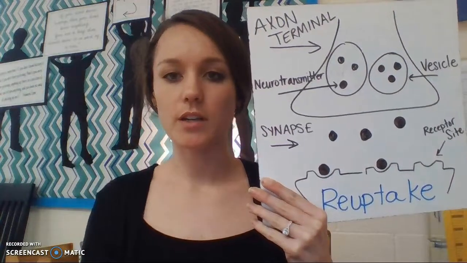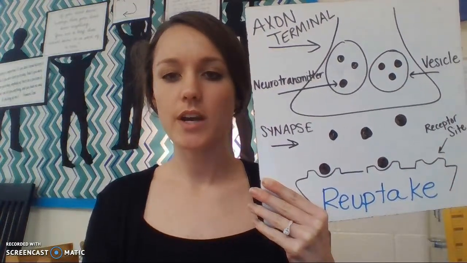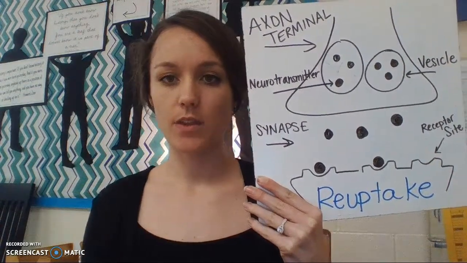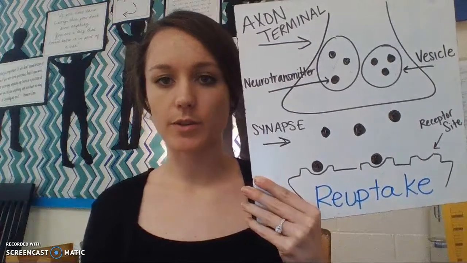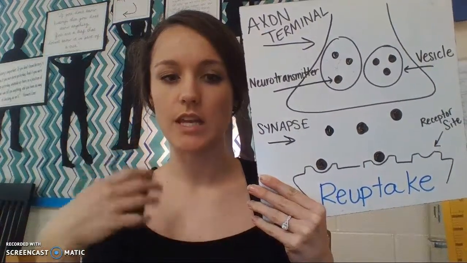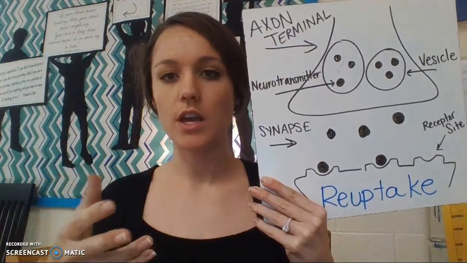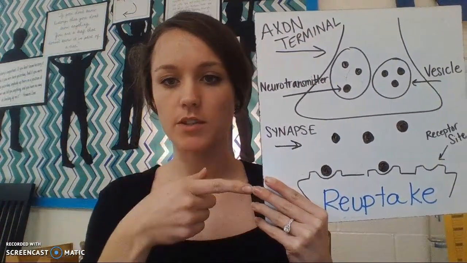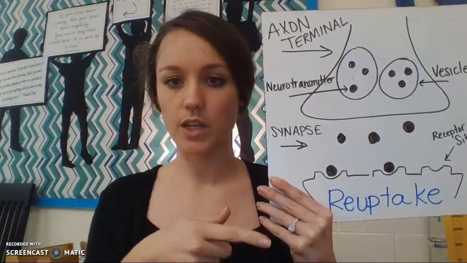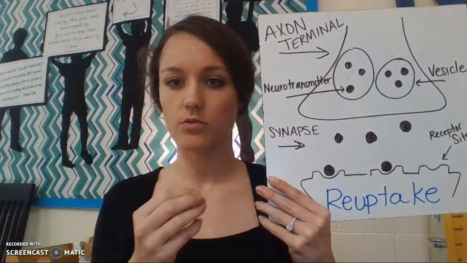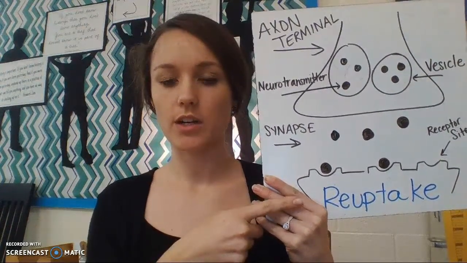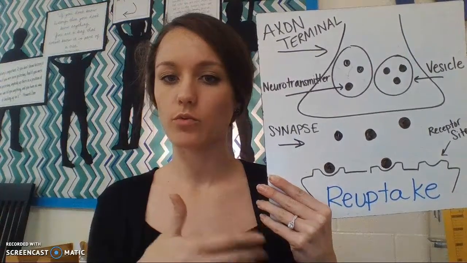Okay, so now we're going to talk about reuptake. So reuptake is a process that happens after the message has been sent. Right now we're at the axon terminal, which is just right at the end of the neuron, and you can see we've got these neurotransmitters that have been pushed out of the axon terminal, and they're going into the next dendrite. They're fitting in those receptor sites perfectly.